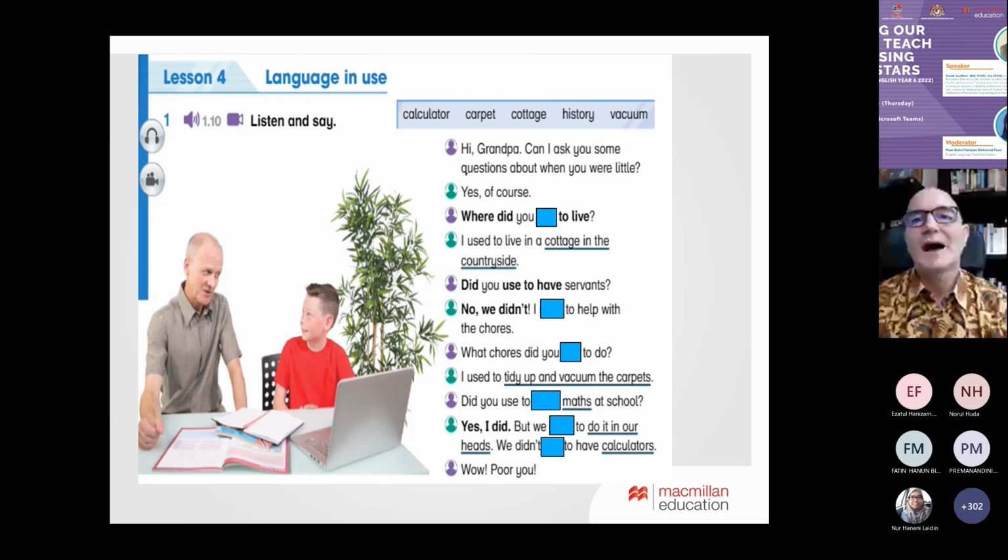But I want to focus on grammar, so I beeped out all the grammar words in terms of the used to and the didn't used to. So my students can get a deeper understanding of how it's used, and I can check that they can use it effectively.